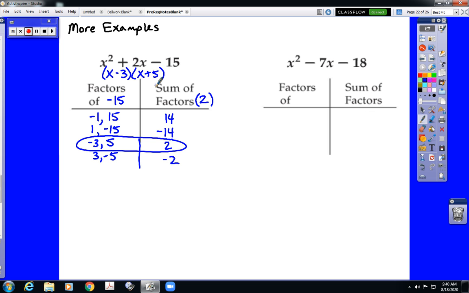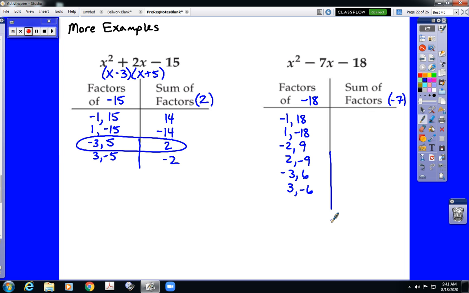Common question is, does it matter which of those two binomials I write first? No, you could put the x plus 5 first and it would still be correct. So x plus 5 and x minus 3 are the two factors we need, and it doesn't matter which order we write them in. One more example, factors of negative 18 that add to negative 7. So again, if we want a negative pairing, the negative 1 and 18, 1 and negative 18. Negative 2 and 9, 2 and negative 9. Negative 3 and 6, 3 and negative 6. Those are the only options.